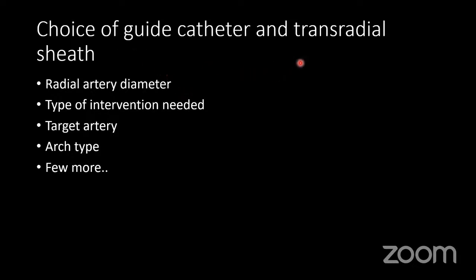And the choice of guide catheter and transradial sheath. It depends upon the radial artery diameter and the type of intervention needed, so that diagnostic is 5 French, and procedures will be 6 French, 7 French, and what is the target artery. If we are trying to cannulate the vertebral artery alone, we can make use of catheters like the Bren or any other right angle catheter. And if we are going for cannulating the arch, we can make use of SIM2, SIM1 catheter initially. And if it is not working, only then can we go for other catheters.